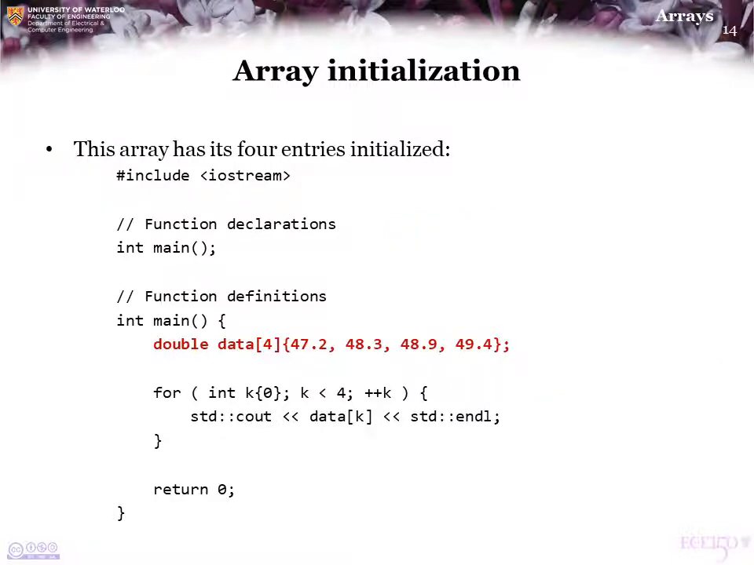If we want to initialize the 4 entries of the array, we actually have to include a sequence of 4 entries in the braces. So now the first entry of the array, data 0, will have the value 47.2, while the last entry will have 49.4. Thus, if we were to compile and execute this program, we would get an output that prints these 4 entries.